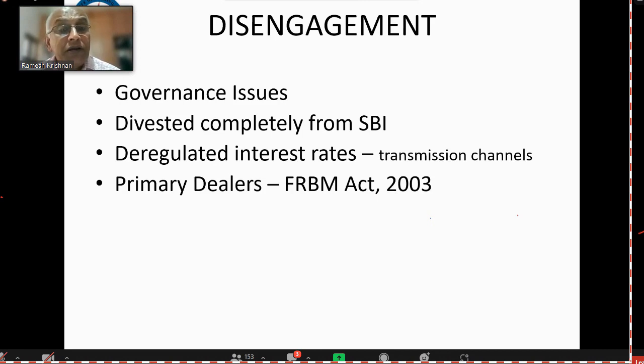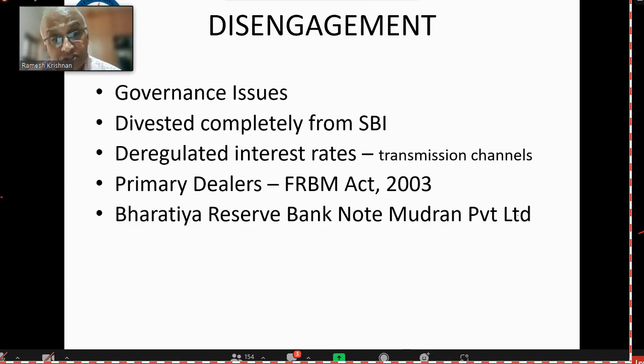Then government issuances: earlier RBI was underwriting, which was leading to monetization and an inflationary effect. Now only primary dealers are permitted to underwrite government auctions. Every week, the auction is underwritten by the primary dealers under the Fiscal Responsibility and Budget Management Act 2003. Then Reserve Bank note issuances, they transferred to a separate entity, Bank Note Mudra Private Limited.